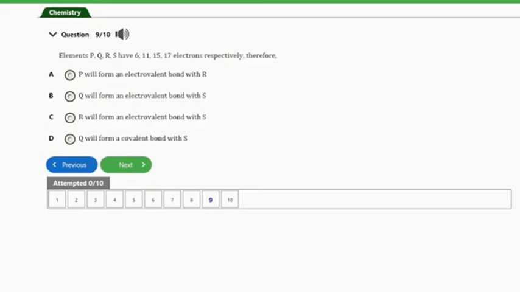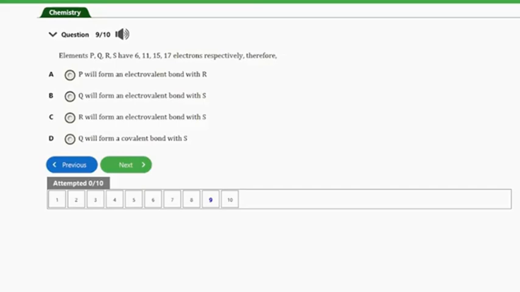That's question number 9. It says the elements P, Q, R, S have 6, 11, 15, 17 electrons respectively. Therefore, A, P will form an electrovalent bond with R. B, Q will form an electrovalent bond with S. C, R will form an electrovalent bond with S. D, Q will form a covalent bond with S. So guys, the answer to this question is option B. Q will form an electrovalent bond with S.